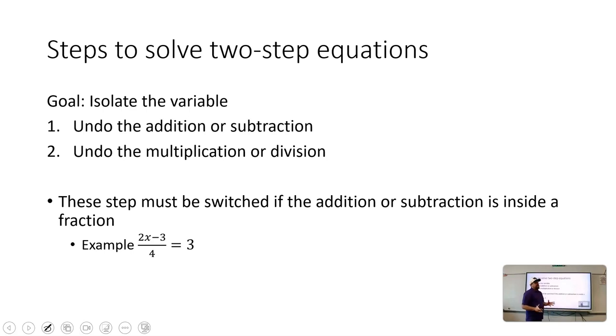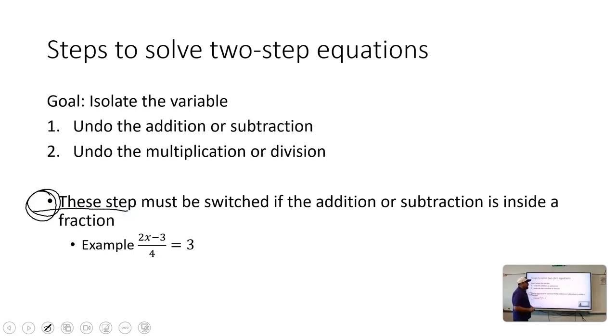Now, be careful when you look at these steps. There is going to be kind of a warning right here. But our goal is to isolate the variable. First, we want to undo the addition or subtraction. After that has been completed, we then want to undo the multiplication or division. That's typically how it's done, not always, because there are some cases where the steps are going to have to be switched.